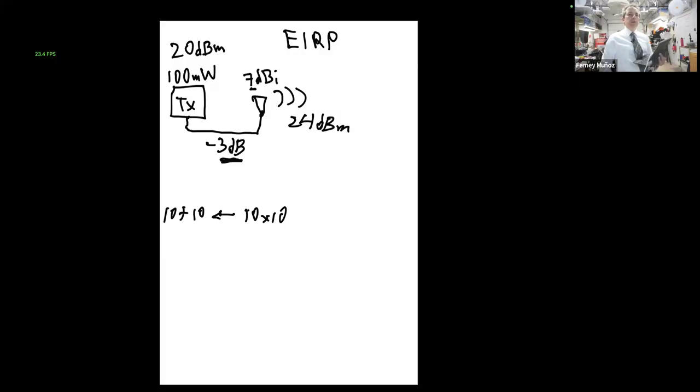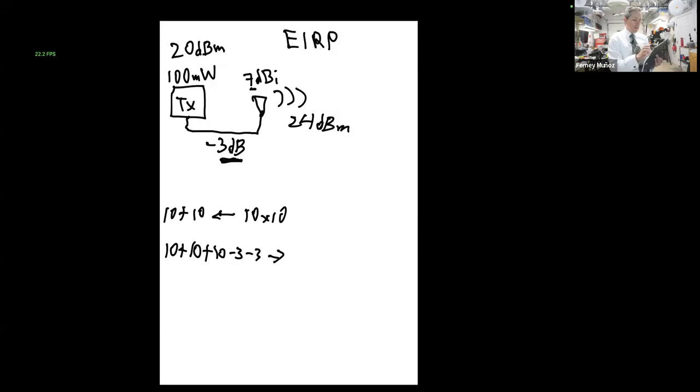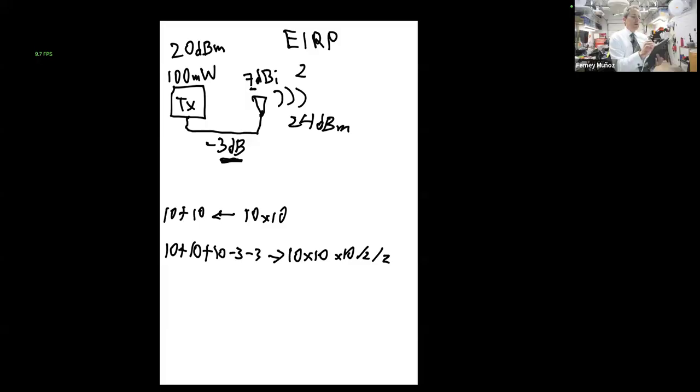How do you get to 24 dBm if all you have is plus, minus, tens, and threes? 10 plus 10, that's plus 20. Plus 10, 30. Minus 3, minus 3. 27, 24. Okay. And that becomes 10 times 10 times 10, 1,000. Divided by 2, divided by 2: 500, 250. So 24 dBm is equal to 250 milliwatts.